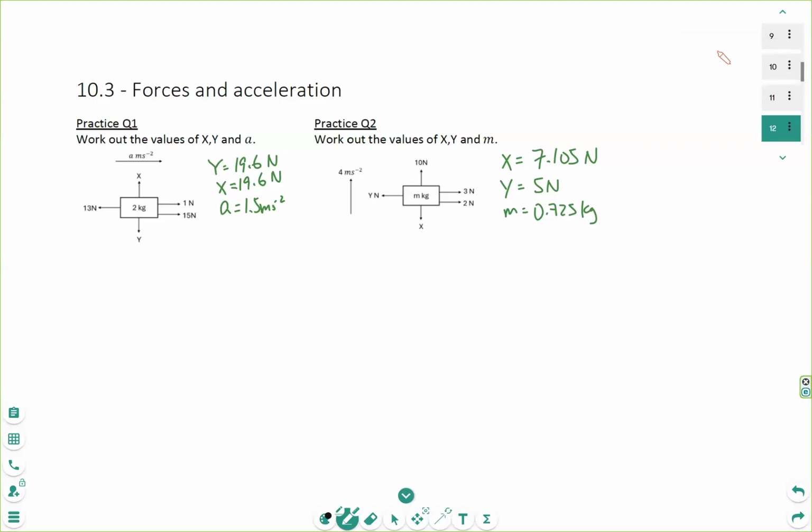Here are the answers. So I'll go for question 1 first. If you got questions 1 and 2 correct, move on. But if you don't, I'm just going to go through question 1 and give you a chance to work on question 2. So question 1.